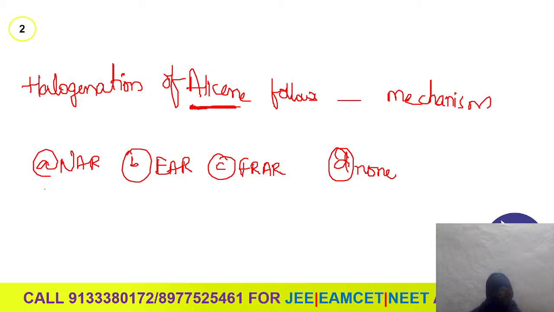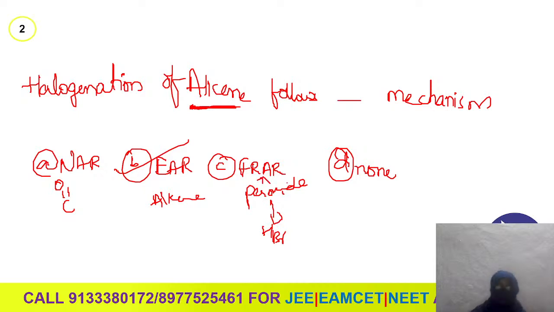So what is the answer for that? I'm waiting. Halogenation of alkene shows which one? EAR. Yes, EAR. NAR is for carbonyl compounds. Electrophilic addition is always for alkenes in presence of acidic medium. For peroxide, only one time, that is for HBr. That means whenever you are adding HBr to alkene in the presence of peroxide, the mechanism will be FRAR.